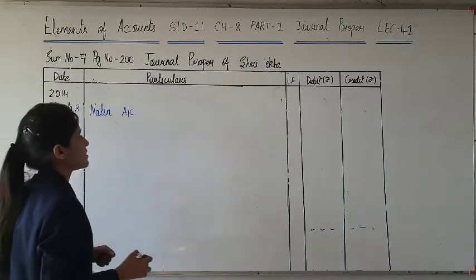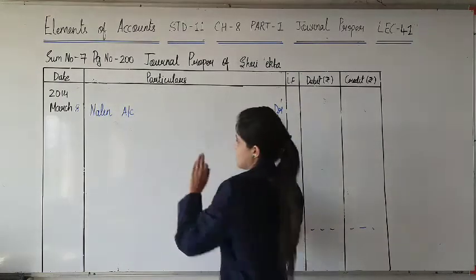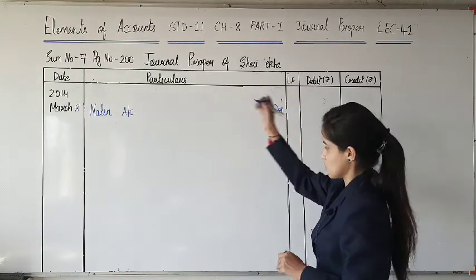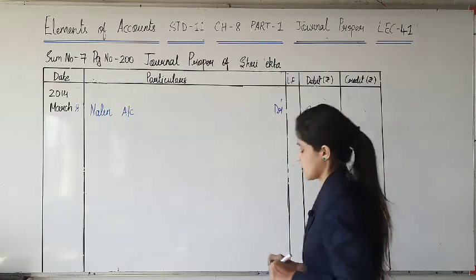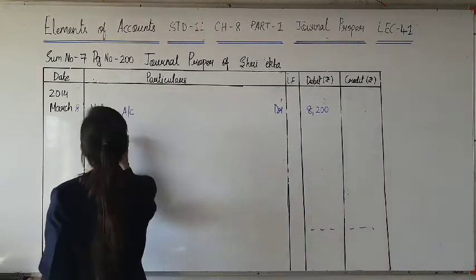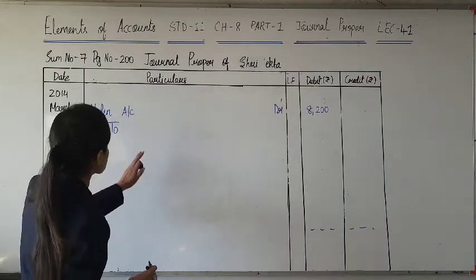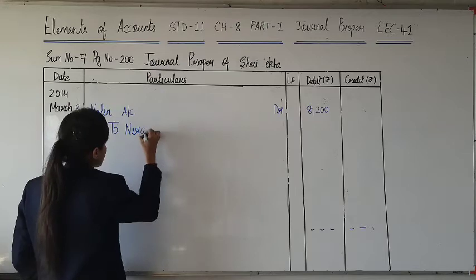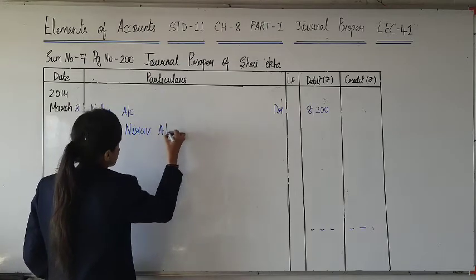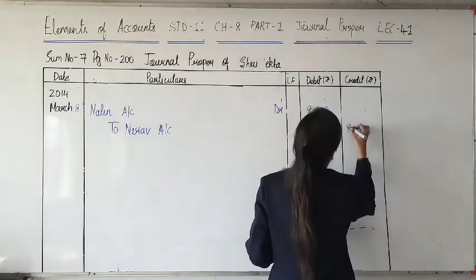Nalin is our creditor and Nirav will pay him directly. So his account is closed. 8,200. Nirav was our debtor. Debtor is always debited and now it is credited because his account is closed. Why? Because Nirav has cleared the payment, directly he has paid to Nalin, but how much? 8,000.